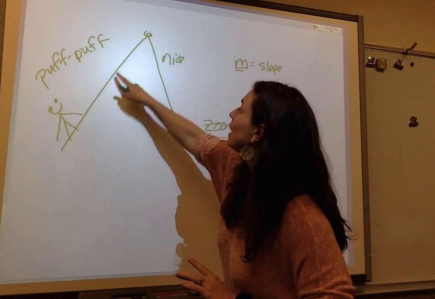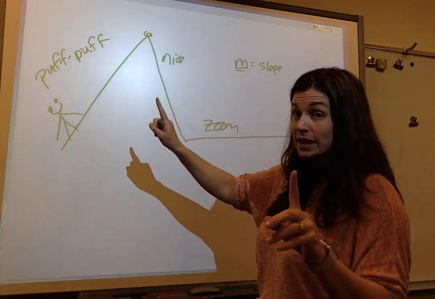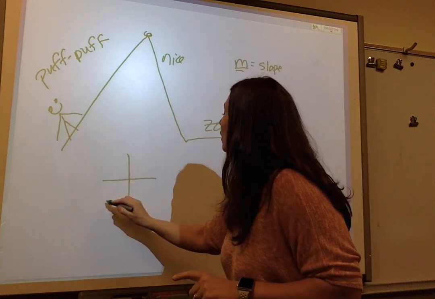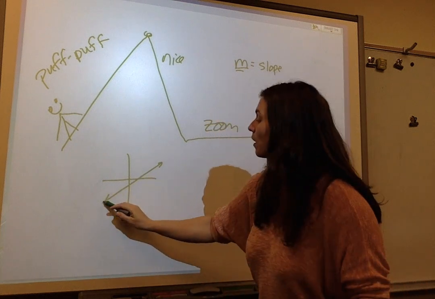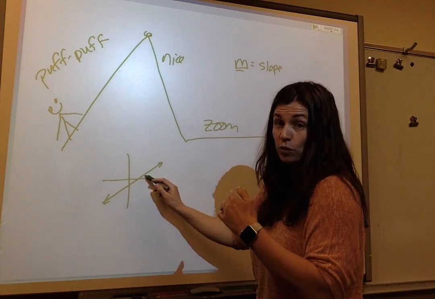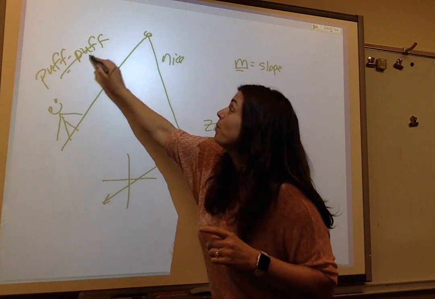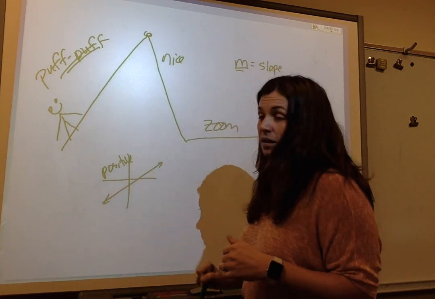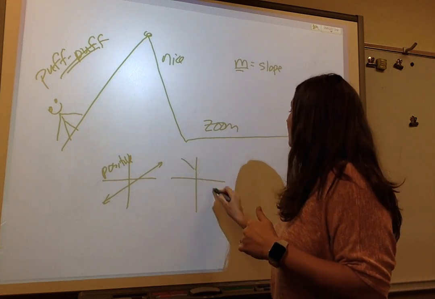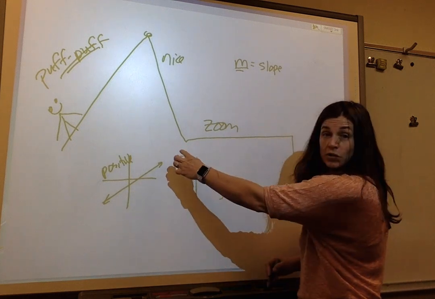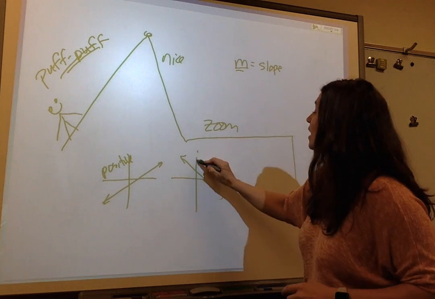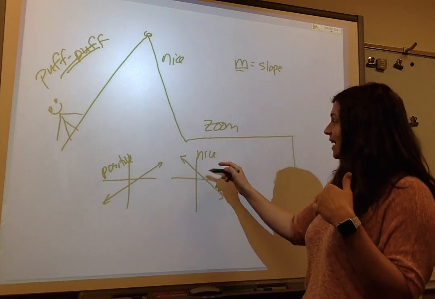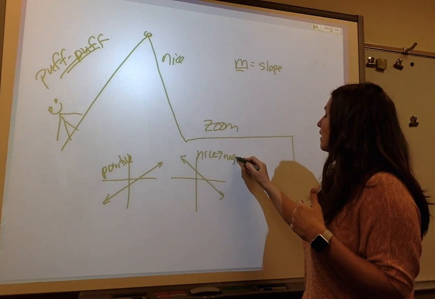When you see the skier and he's going uphill, remember he skis left to right. So on a graph, when you see a line that goes up from left to right, I want you to think puff, puff. That skier's going puff, puff. It is a positive slope. When you see a line that he's going downhill, remember he skis left to right, so when he's going downhill, he's saying to himself, this is nice. That means it's a negative slope.